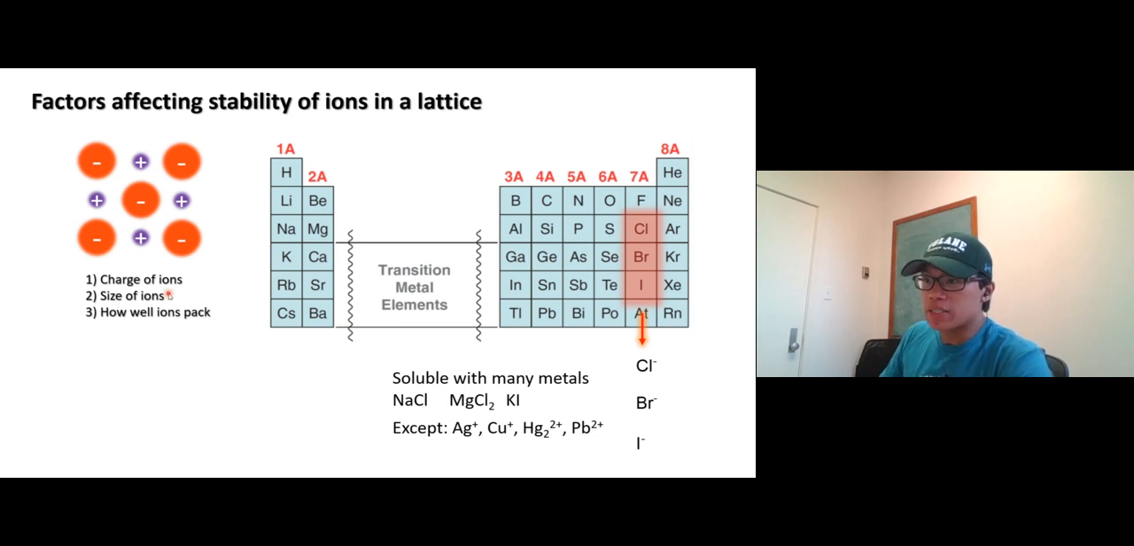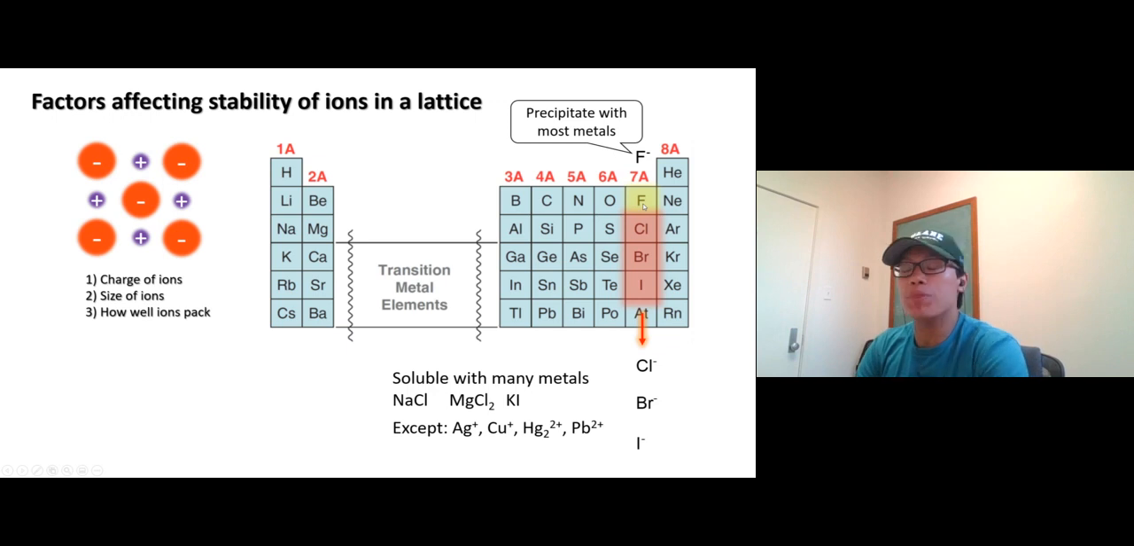The size of ions and how well ions pack come into play, and this one is really difficult to determine. We don't know. Silver and chloride love each other so much that they never separate. They're not soluble in water, and I don't know why. It's really difficult to predict. Fluoride, the smallest in group 7 with -1 charge, is supposed to be soluble with everything, but no, it precipitates with most metals. It's so difficult to predict.